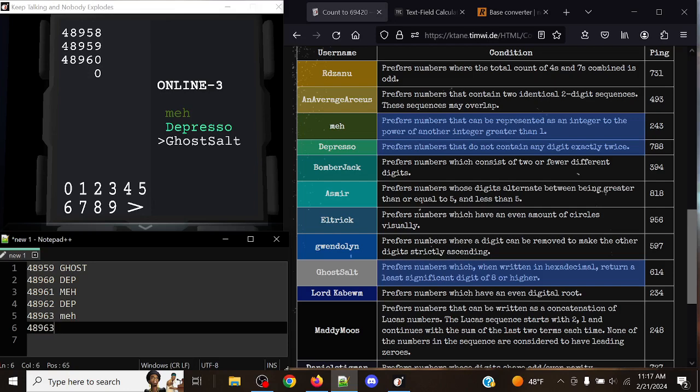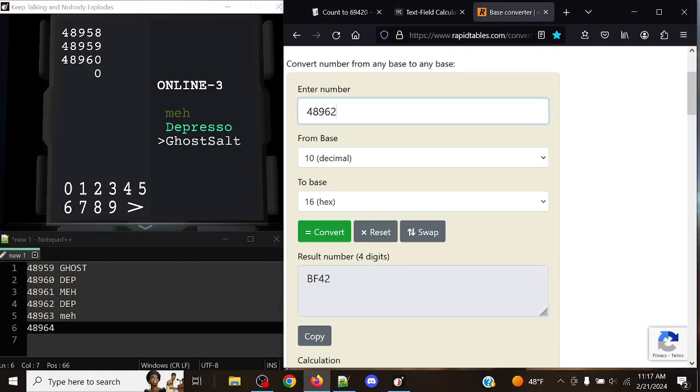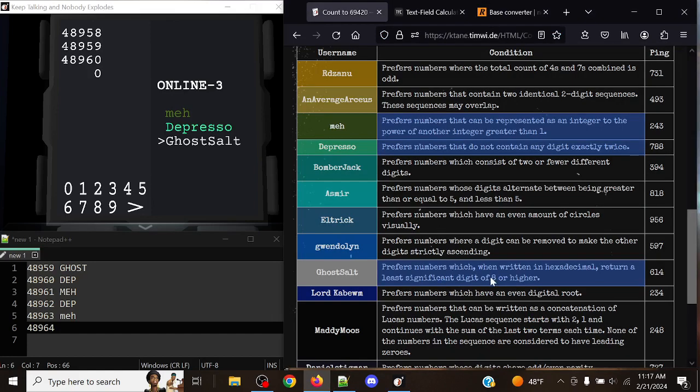48964 is not going to be dep, because we have the 4s repeating twice here. So let's take a look at the next condition. Let's check for 6.4 just by the way. Still lower than 8, so therefore we're not quite there yet. So now, let's take a look at this next bit here.